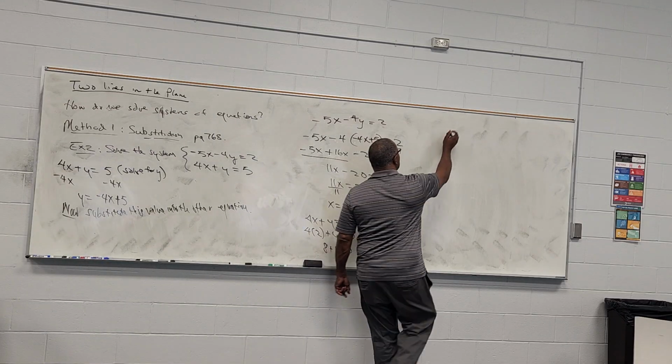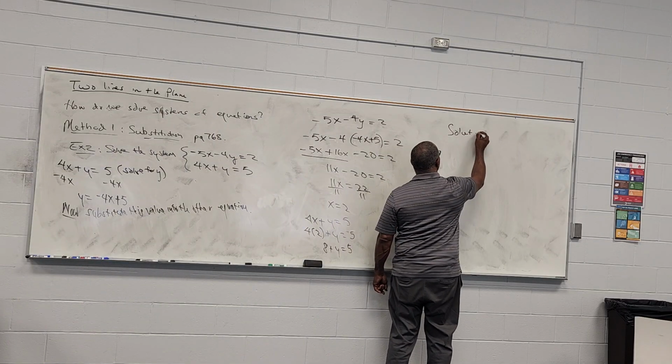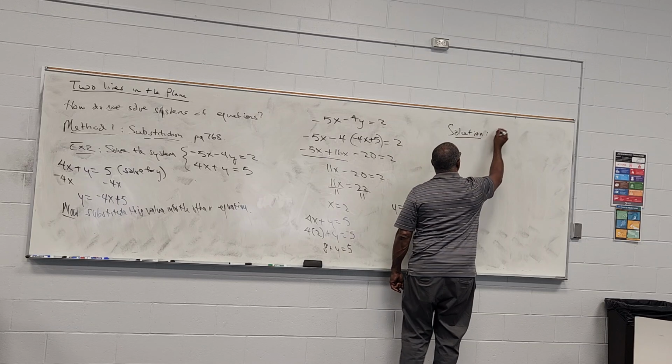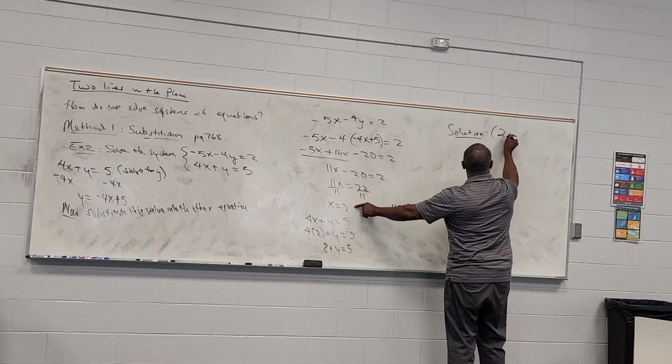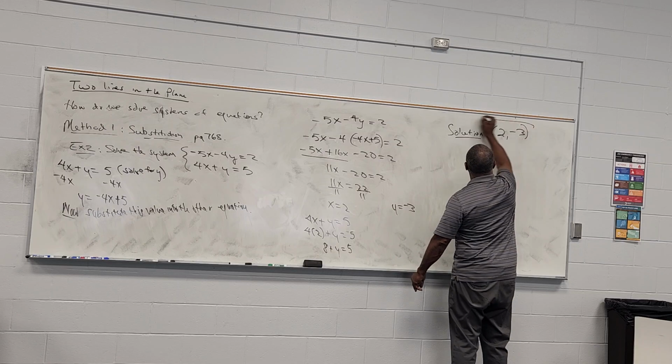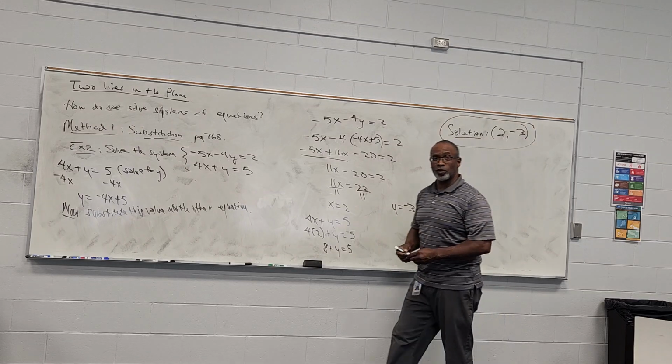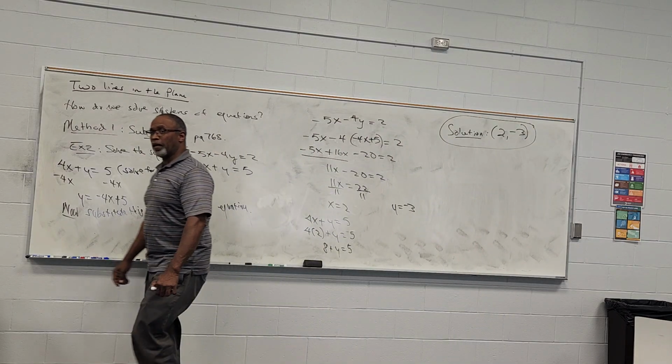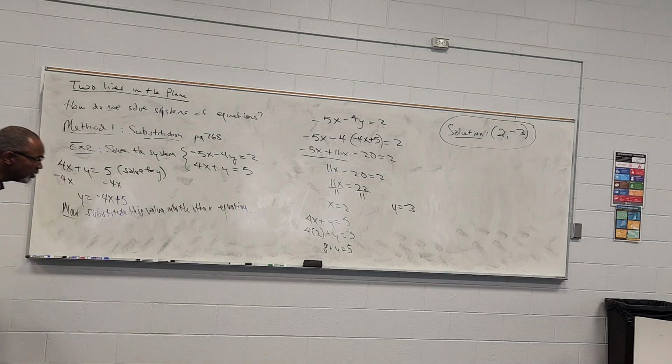So our solution is x comma y. X is 2, y is negative 3. That's the solution to the system. A solution to a system will always be an ordered pair. It'll have an x and a y coordinate. Now, if you wanted to, you could check that solution. You'd have to put it in both equations and make sure it satisfies both equations, though. You can't put it in just one.